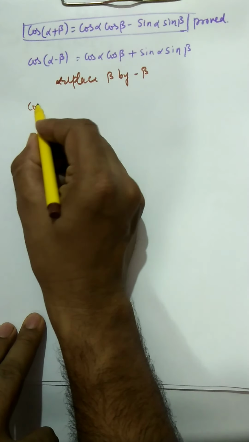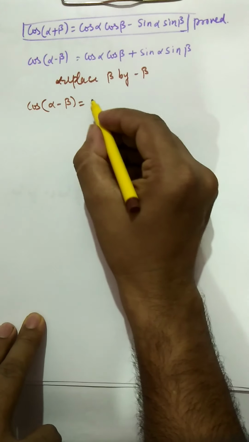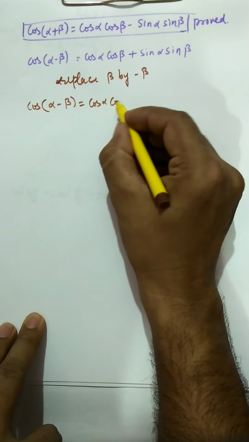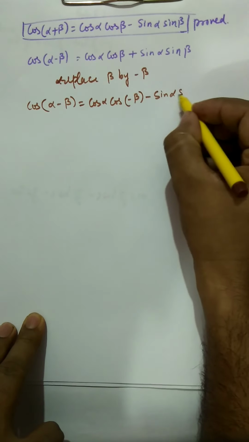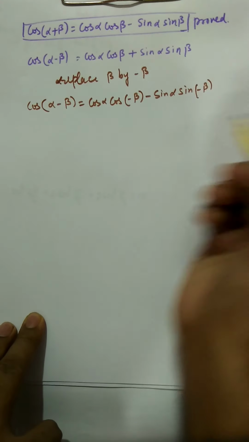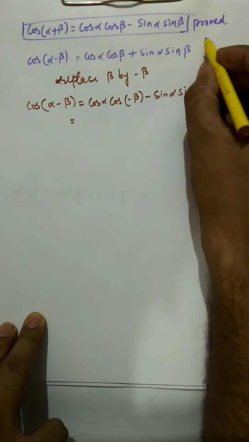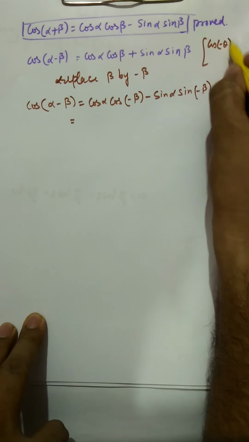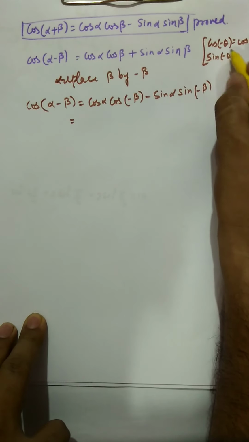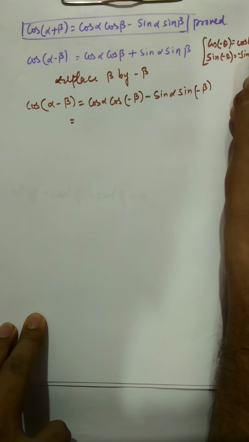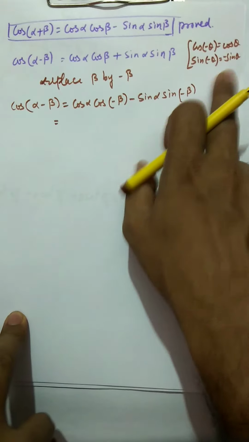So this will become cos alpha minus beta. This is your left hand side, and right hand side will be cos alpha cos minus beta, and this is going to be sin alpha and sin minus beta. Now I showed you earlier one formula, that cos minus theta is cos theta and sin minus theta will be minus sin theta. So this we can also prove with the help of this formula, but I will be showing it later on.